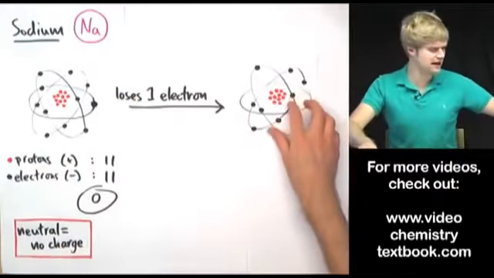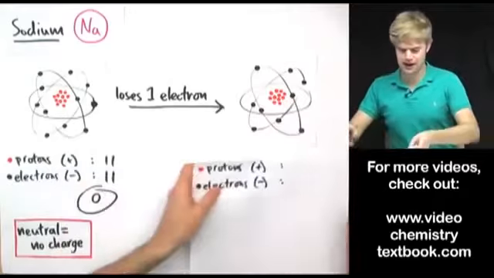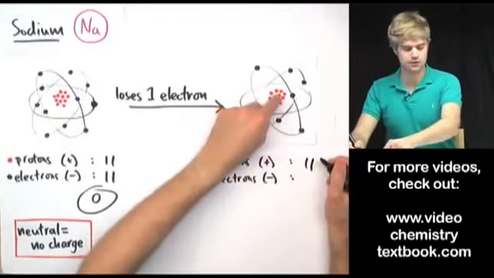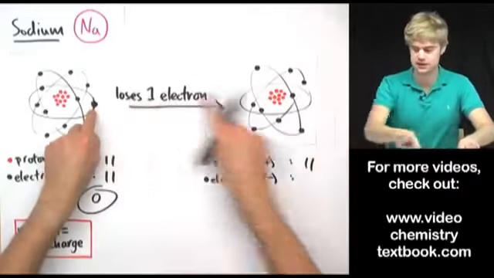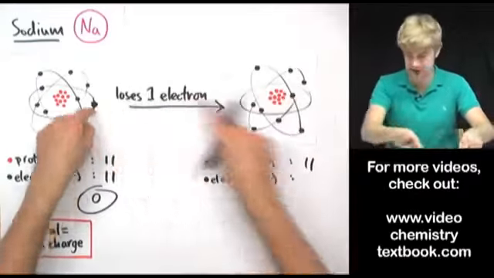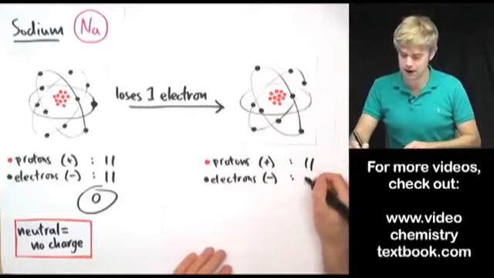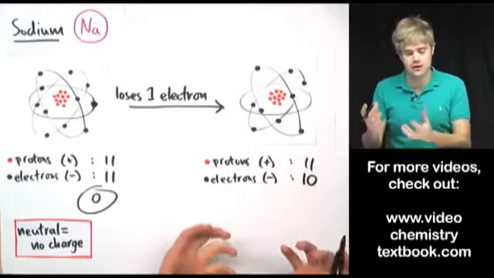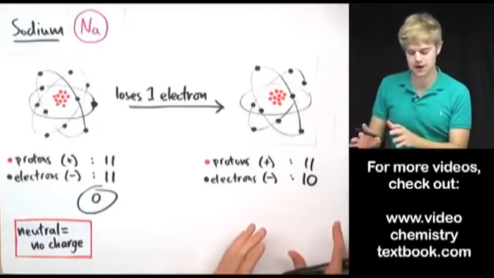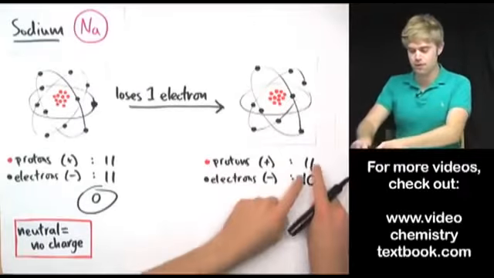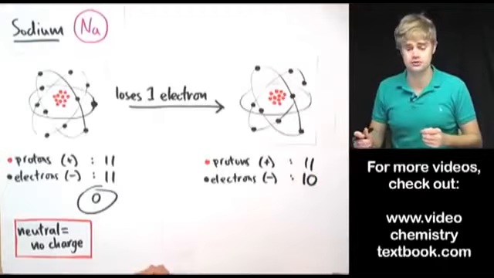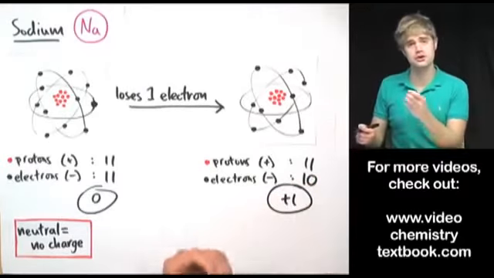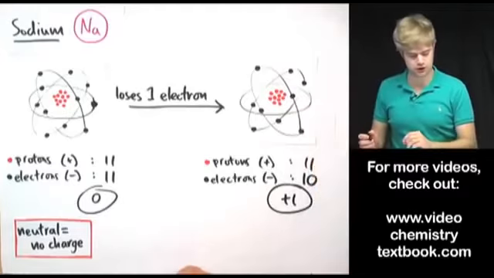And now we're going to end up with a sodium atom that has 11 protons, just like it did before. But now because it's lost this electron, it used to be here, now it's not here anymore. Now it only has 10 electrons. So now the positive and negative charges don't balance out anymore, and I'm left with more positive charge than negative charge. So this thing now is going to have a charge of +1, one more positive charge than negative charge.